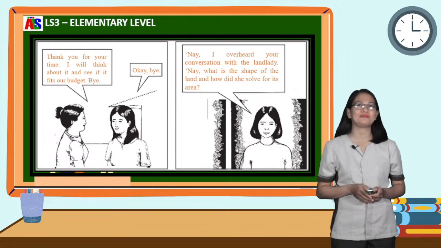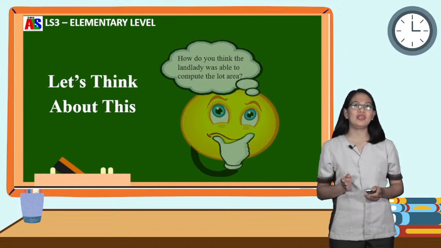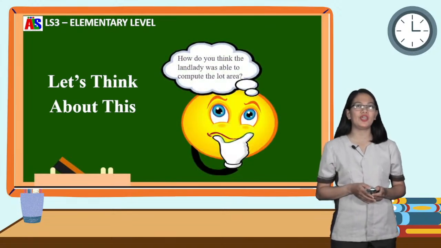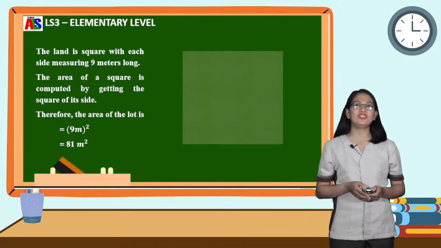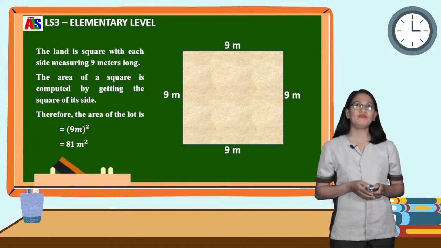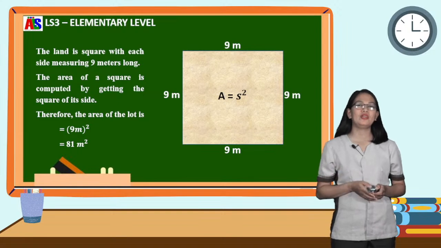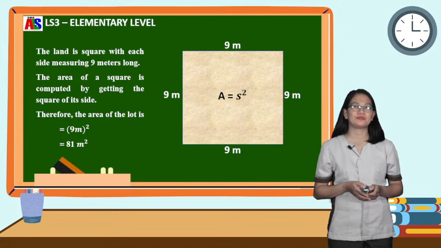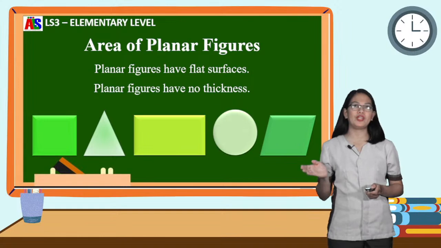Interesting question. Now let's think about this. How do you think the landlady was able to compute the lot area? Of course, with a given fact. That is, the land is a square with each side measuring 9 meters long. The area of a square is computed by getting the square of its side. Therefore, the area of the lot is 81 square meters. And this is our topic for today, area of planar figures.